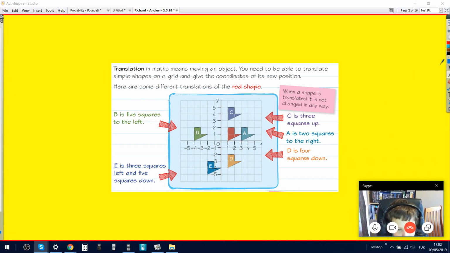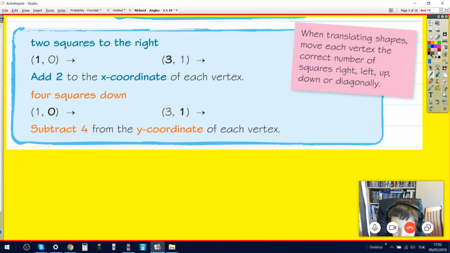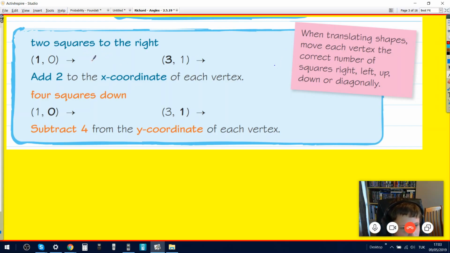Like moving one shape to another. Yep. Okay, so let's try these two up the top. 2 squares to the right. Okay. 2 squares to the right.